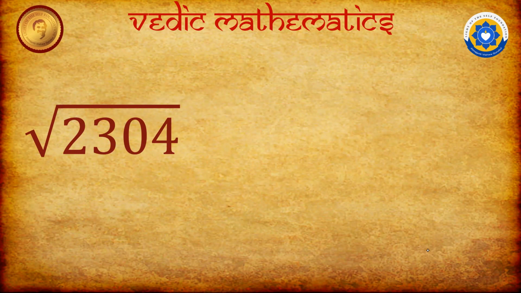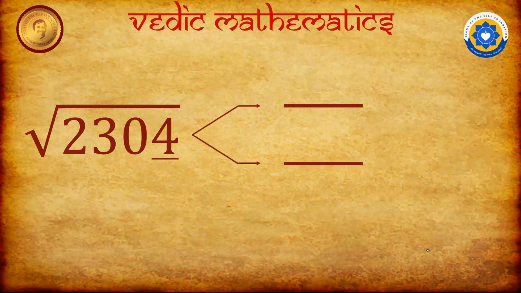Through an example, that is, find the square root of 2304, let us see how we can solve it. First of all, take the last digit, 4. We know that any square number that ends with 4 will be the square of the number that either ends with 2 or 8. Now that is the ones place that we are now kind of sure about.